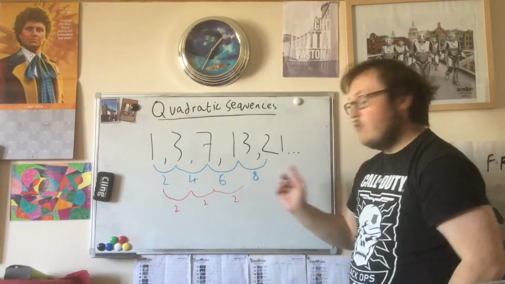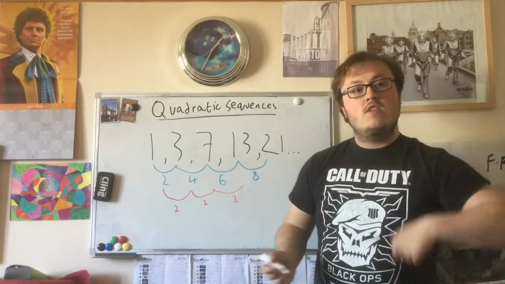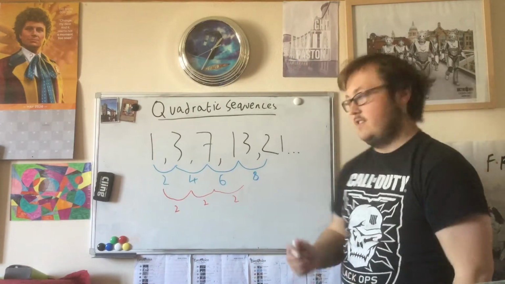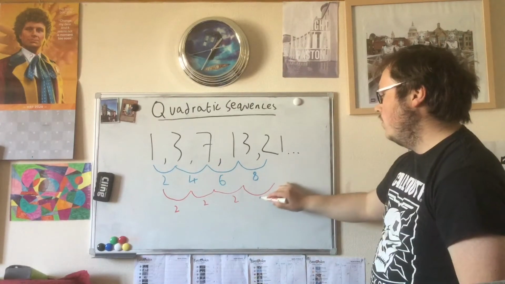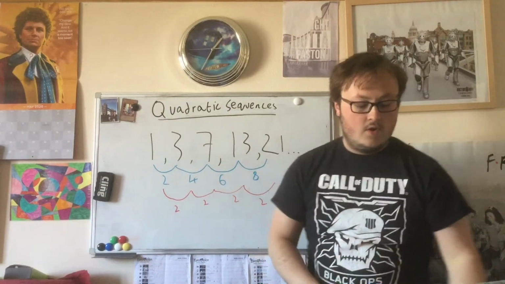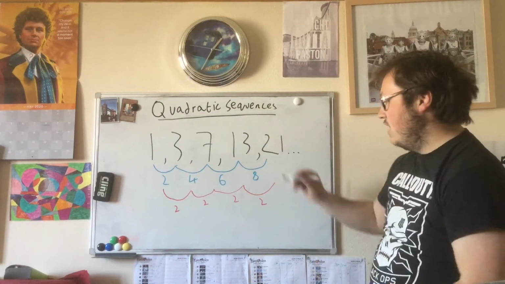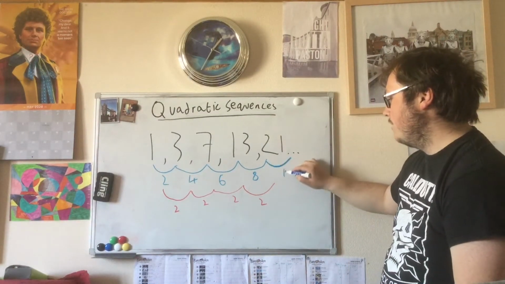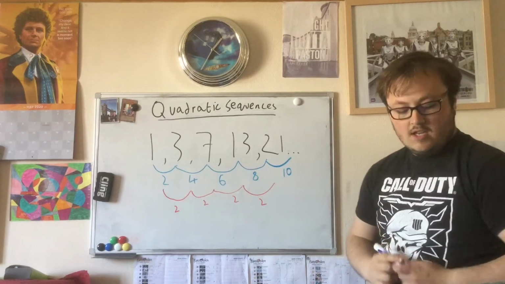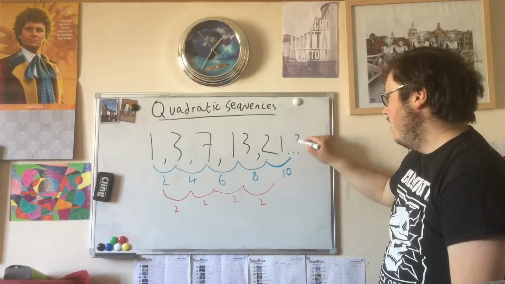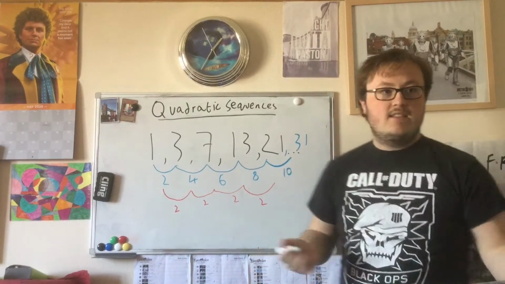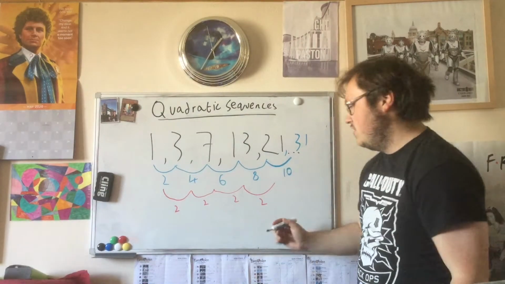Now, how can we create more? Well, if we know that the difference between the differences is the same, the next difference will also have a difference of 2. So the next term will be increasing by 10. So the next term of this sequence would be 31. Because it's increasing by 10 because the difference is 2.